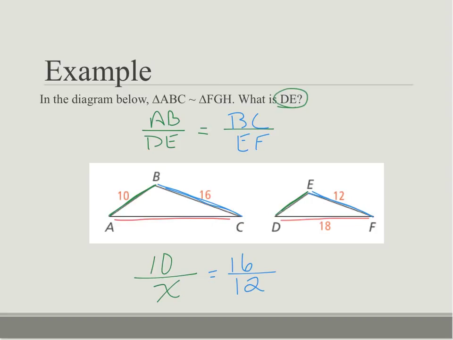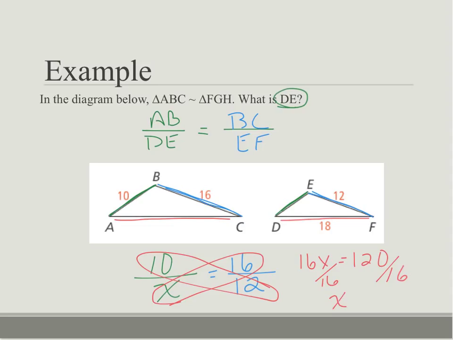So AB is to DE as BC is to EF. Using this information, we can use cross products. So 16x equals 10 times 12, which is 120. Divide both sides by 16, and x equals, well, I'll let you finish it from there.